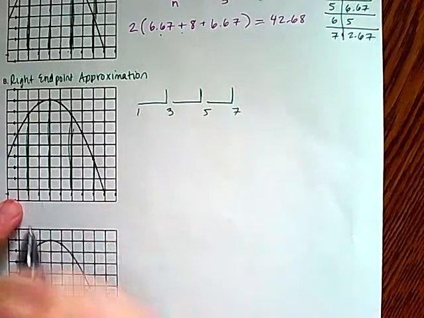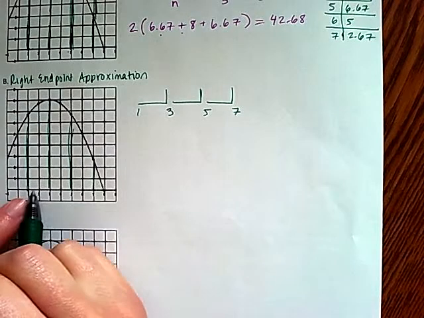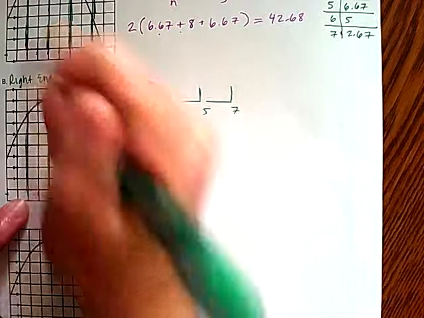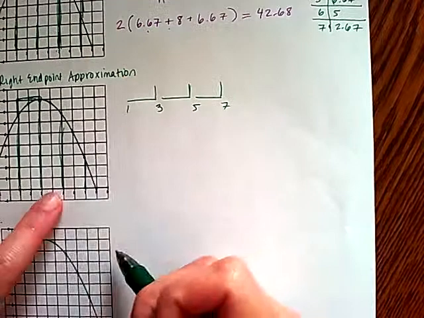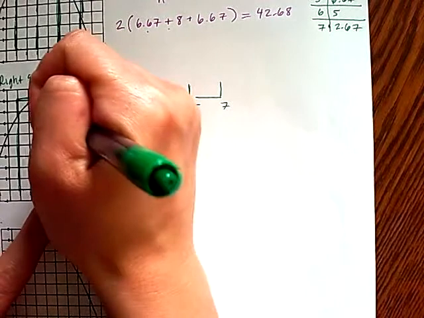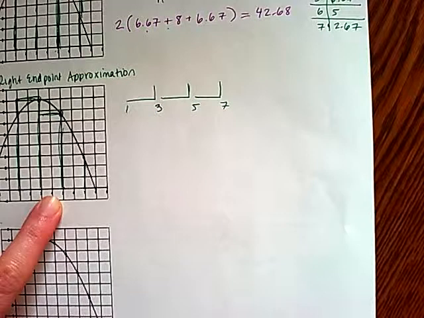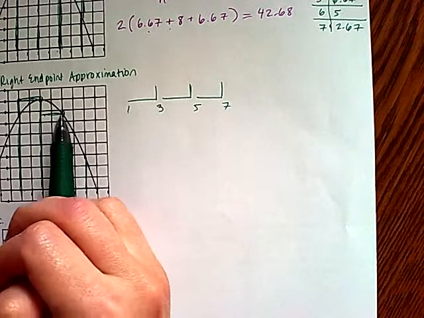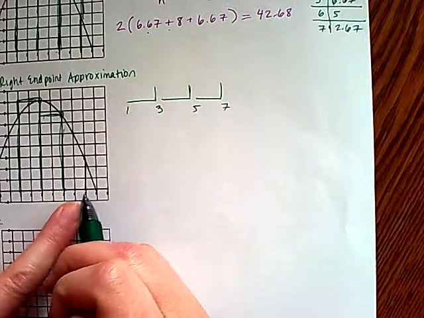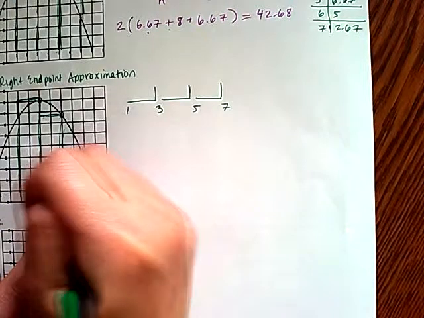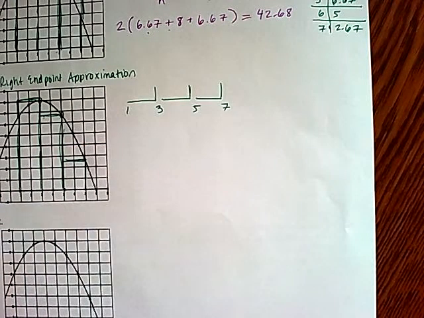On my graph, for the first rectangle from 1 to 3, I want to cap it using the y value at 3. For the second one, I want to cap it using the y value at 5. So again, I'm tracing up from 5 to where it hits the graph and then capping that off at that y value. The last one, I'm using the y value at 7. So it looks like that.